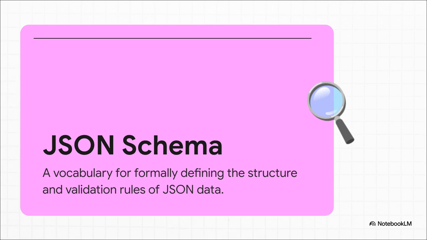Okay, so what is it really? JSON schema is basically the rule book for your JSON data. It's the official document that says, hey, the user object must have an ID field, and it has to be an integer. The email field is required, and it has to be a string. It lays out all the rules, all the constraints. It becomes the undisputed single source of truth.